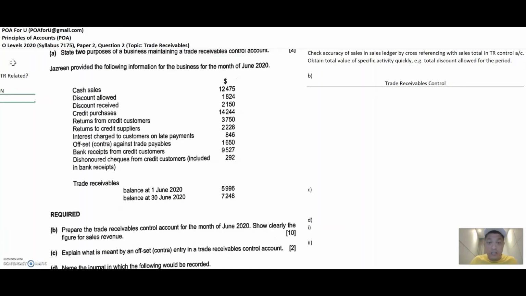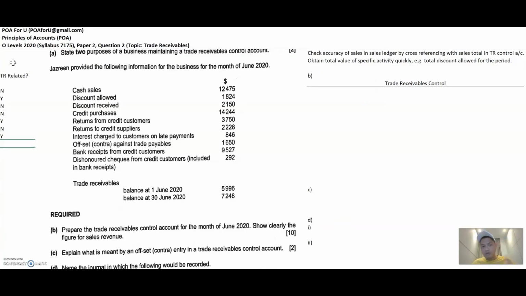Discount allowed is normally given to credit customers, so yes, there will be trade receivables. Discount received is what you receive, and you normally receive it from suppliers, so that's not trade receivables related, so no. Credit purchases is you're buying from a supplier, so that becomes a trade payable, so it's not trade receivables. Returns from credit customers, so credit customer is trade receivables, so this yes. Returns to credit suppliers, no. Interest charged to customers, so anything customer related will be yes.